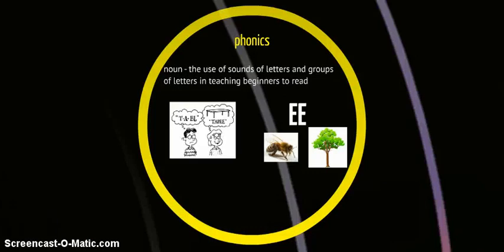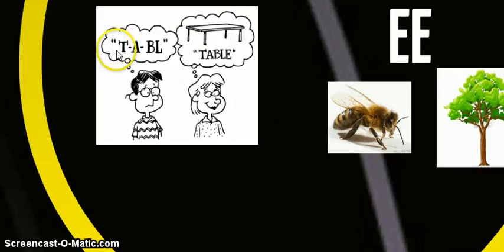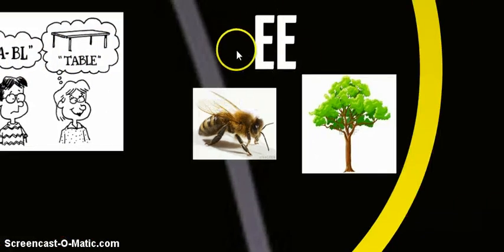Phonics is our next word, also a noun. Phonics is the use of sounds and letters, sounds of letters and groups of letters in teaching beginners to read. So here we have a little kid sounding out ta-able, table. That's the word we get from it, right? Or we have little kids are sometimes taught groups of words together to help them remember that sound. So double E makes the E sound like in bee and in tree, right?